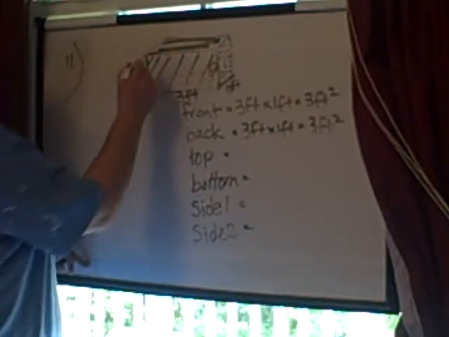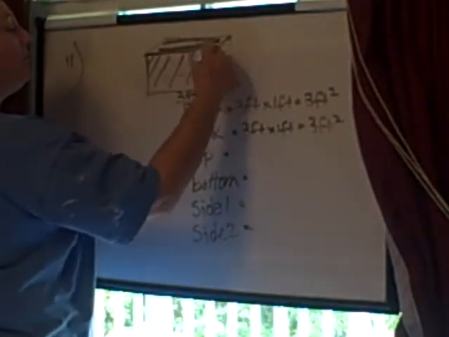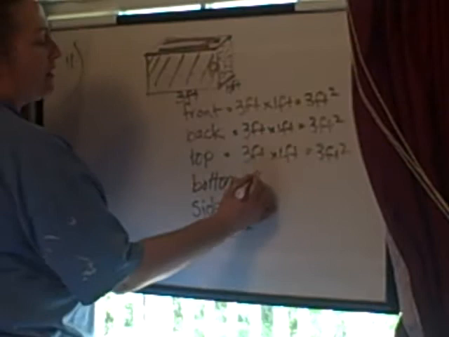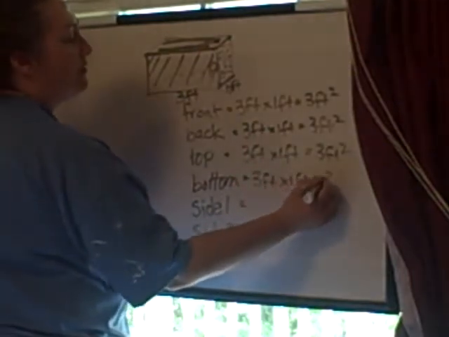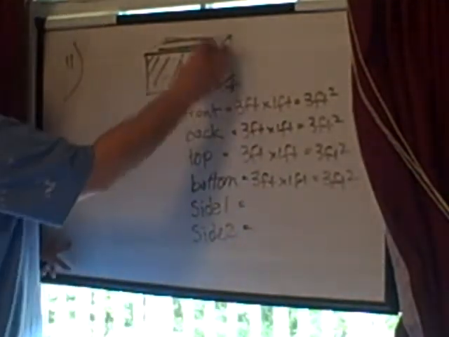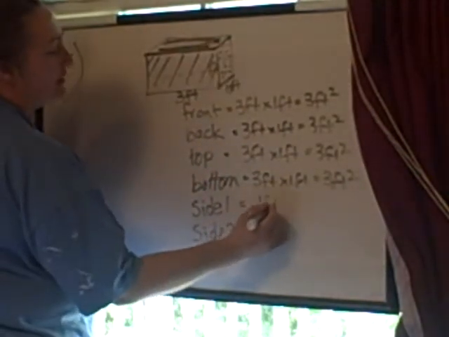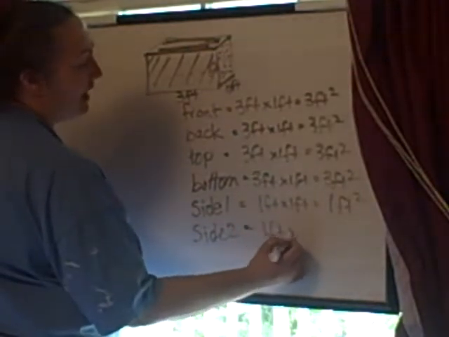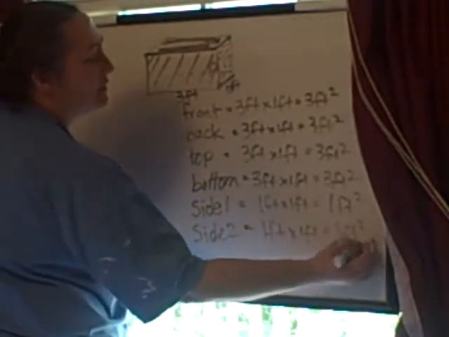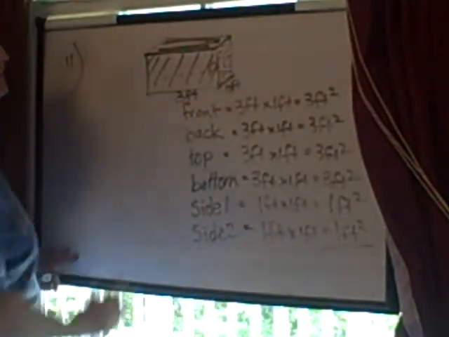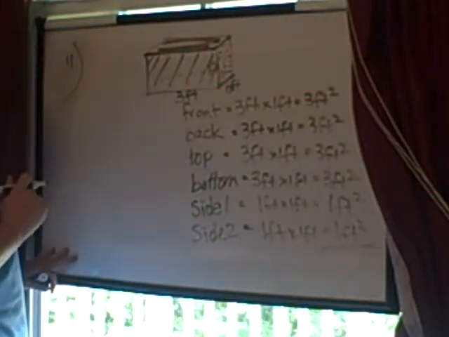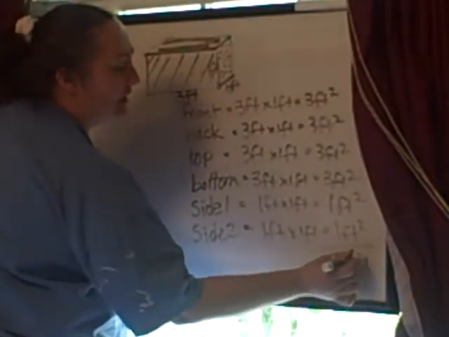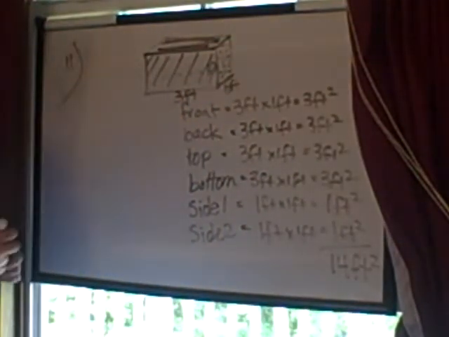I find the area of the top. The top is 3 feet by 1 foot as well. 3 feet by 1 foot is 3 feet squared. The bottom is also 3 feet times 1 foot, which is 3 feet squared. I then look at the side. The side has a 1 foot by 1 foot square that has an area of 1 square foot. The other side is exactly the same, which also has an area of 1 square foot. All I have to do is add these together to get the total surface area of the rectangular prism. 3, 6, 9, 12, 13, 14. 14 feet squared is the surface area of this rectangular prism.